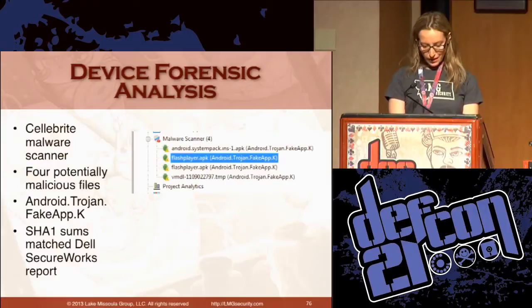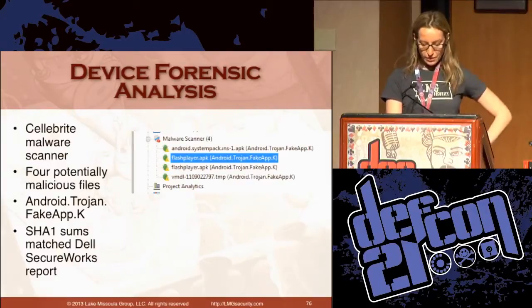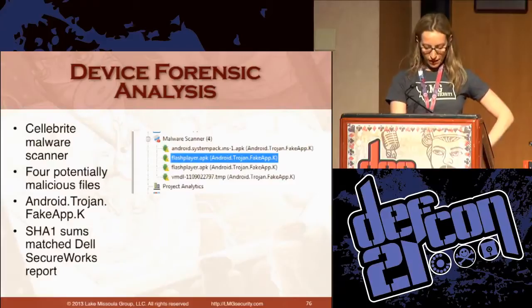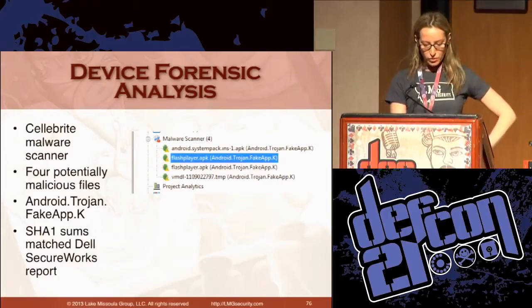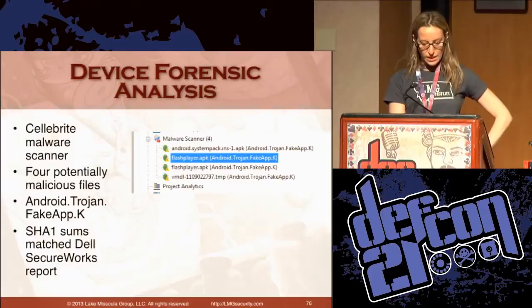The Cellebrite physical analyzer was used to analyze the extraction. The malware scanner identified 4 potentially malicious files, which are shown here. The Cellebrite malware scanner identified all of the suspicious files as Android Trojan Fake App K. We recovered each of the files and took the SHA-1 cryptographic checksums. We confirmed that these SHA-1 sums matched the cryptographic checksums for the Android Stealth malware reported in the Dell SecureWorks Stealth Android Trojan Malware Analysis Report.